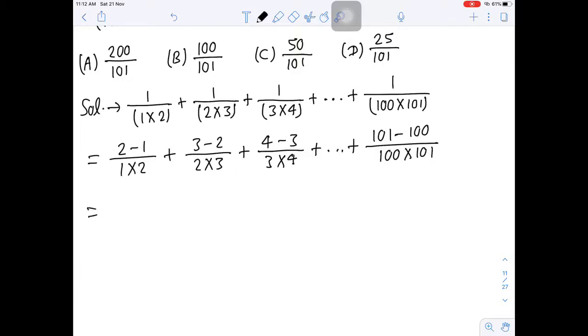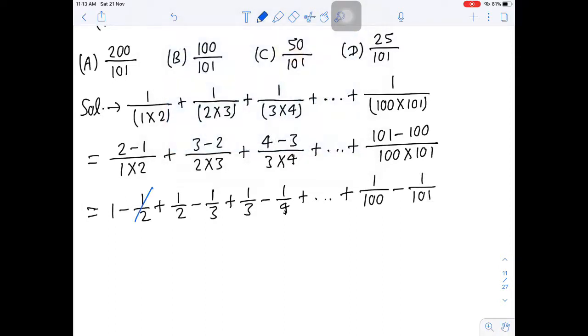Now when you divide, if you write the terms separately, 2 by 1 into 2 would be nothing but 1. Next you will write 1 by 1 into 2, so that is nothing but 1 by 2. Then you will write 3 by 2 into 3, that will be 1 by 2. And next minus 2 by 2 into 3, it will be nothing but 1 by 3. So similarly, next term will become 1 by 3 minus 1 by 4, and the last term will be nothing but 1 by 100 minus 1 by 101.